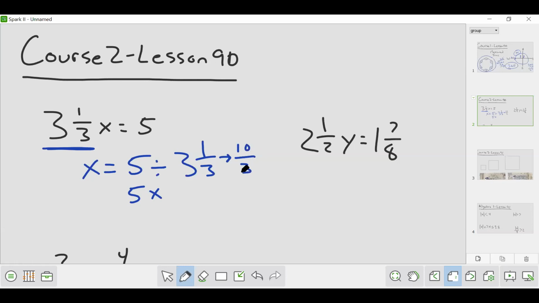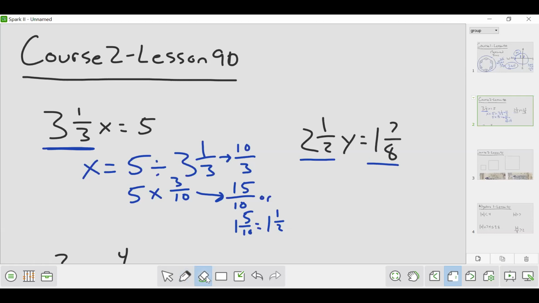But if I'm going to flip it and multiply it times its reciprocal, I now have 3/10. And if I do a whole number times a fraction, I just multiply the whole number times the top. I now get 15/10, or 1 5/10, which is the same as 1 1/2. All right? It's the same process even when I have 2 fractions instead of 1.